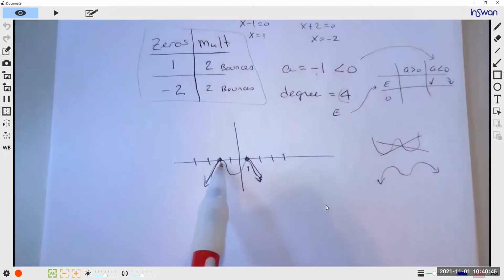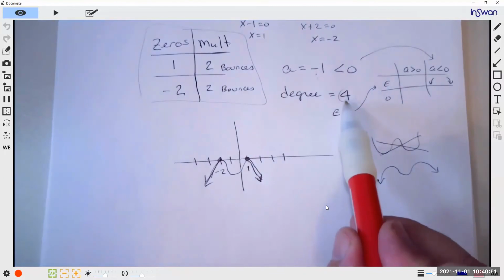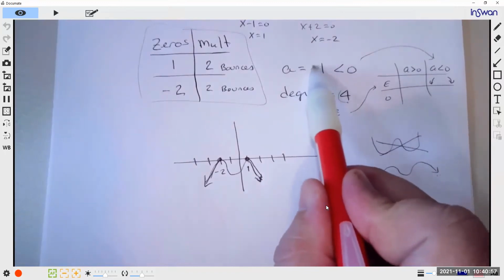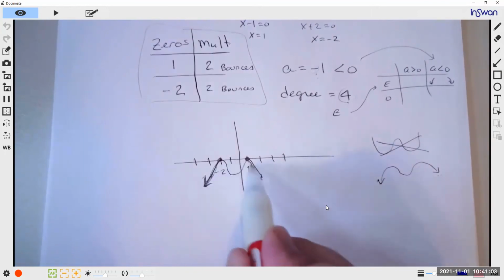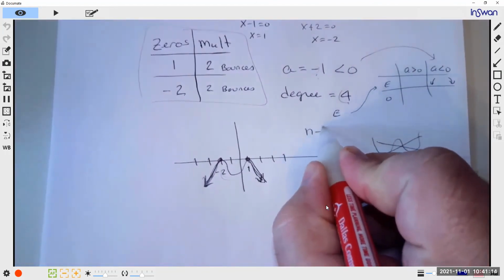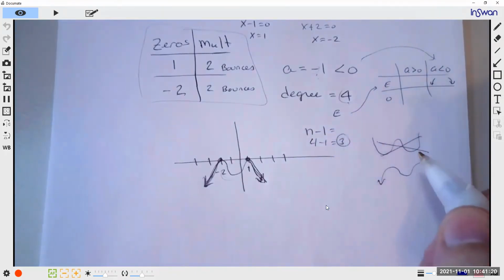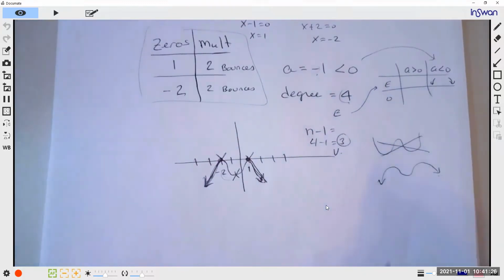Yeah, so at -2 and 1, we have our zeros, and they bounce. Since the degree is 4, both ends have to point the same direction, and they point negative, down. The only thing we know for sure is these ends. We don't know really what happens here. We have to plot some points. But remember, n-1, which is 4 minus 1, that's the number of vertices. We have 1, 2, 3 vertices.